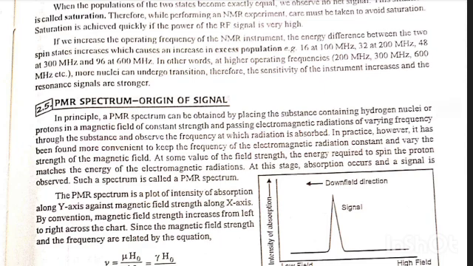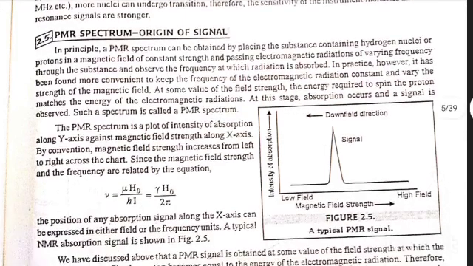If we increase the operating frequency of the NMR instrument, the energy difference between the two spin states increases, which causes an increase in excess population. Example: 16 at 100 MHz, 32 at 200 MHz, 48 at 300 MHz, and 96 at 600 MHz. In other words, at high operating frequencies like 200 MHz, 300 MHz, 600 MHz, etc., more nuclei can undergo transition. Therefore, the sensitivity of the instrument increases and the resonance signals are stronger.